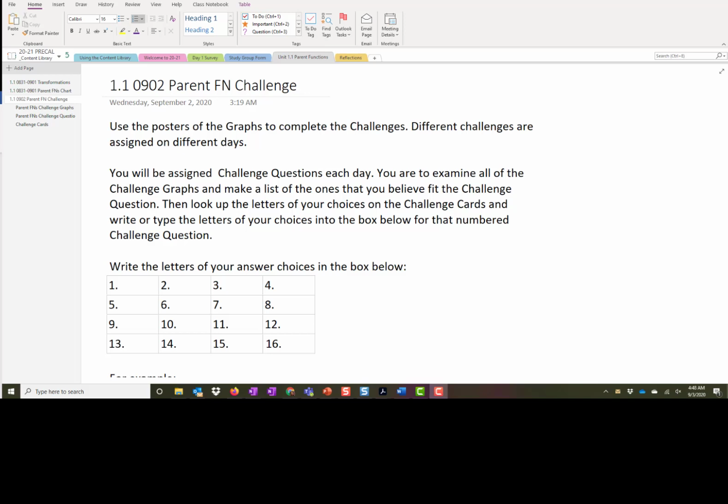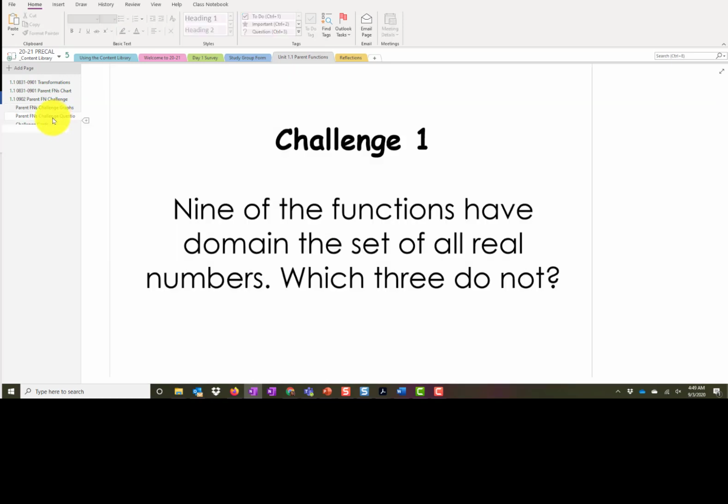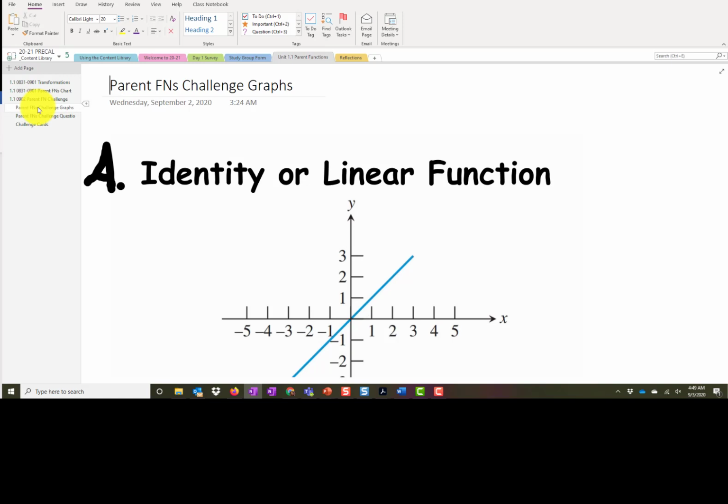These are the instructions for the parent function challenge. These things have been distributed into your OneNote notebook. For today, you are assigned to do the first 6 challenge questions. Here to the left, these are your instructions. You have the challenge graphs. You have the challenge questions. And then you have the challenge cards. But I went back and wrote the letters onto the graphs so you don't have to use the cards.